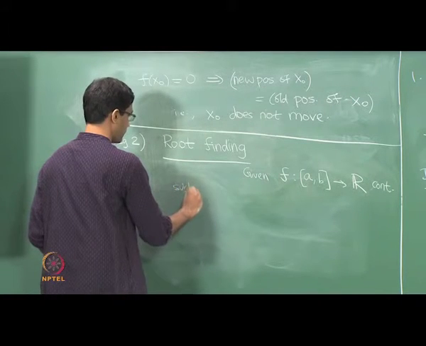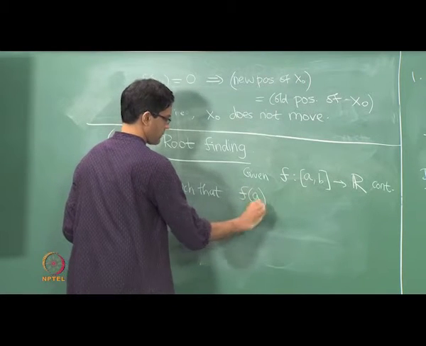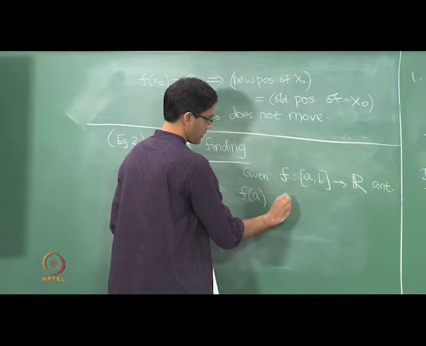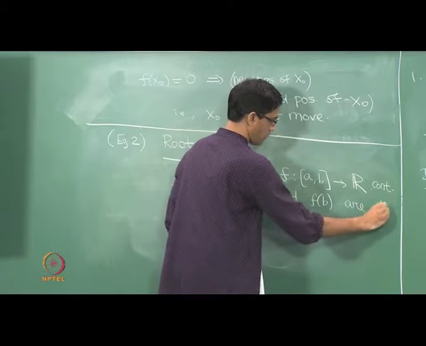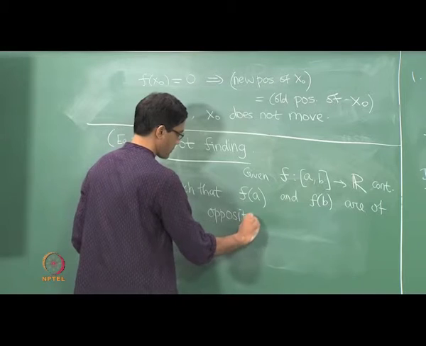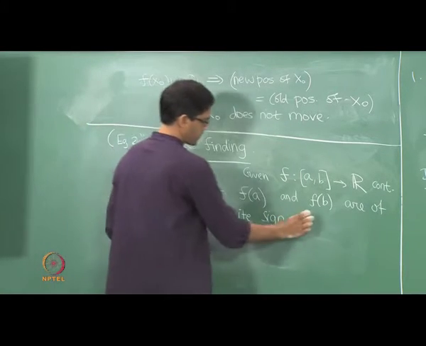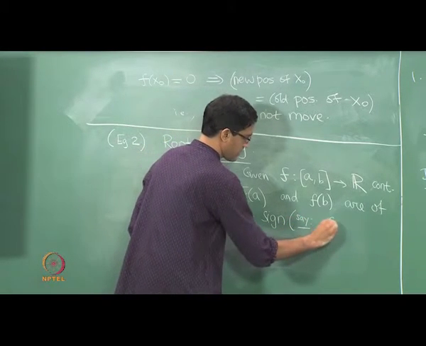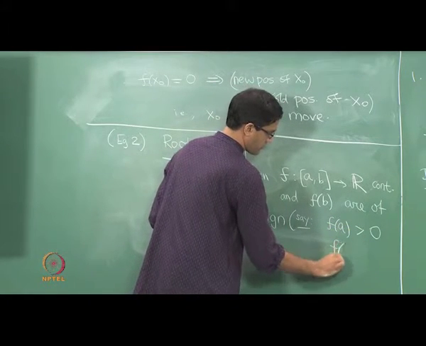And with an additional property such that at the endpoints f of a and f of b are of opposite signs. In other words, let us say it is positive on the left endpoint and negative at the right endpoint. So I can always assume, let us just make the following assumption: let us say that f of a is positive, f of b is negative.